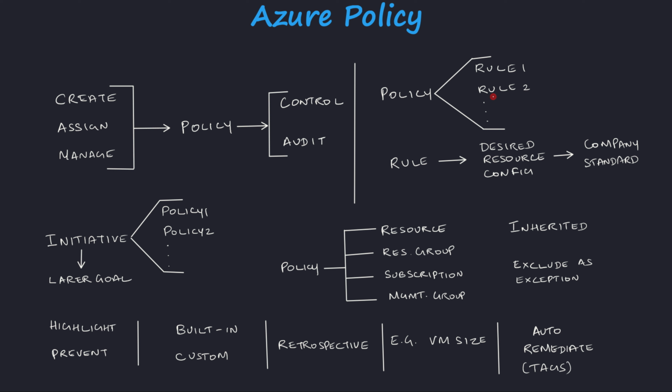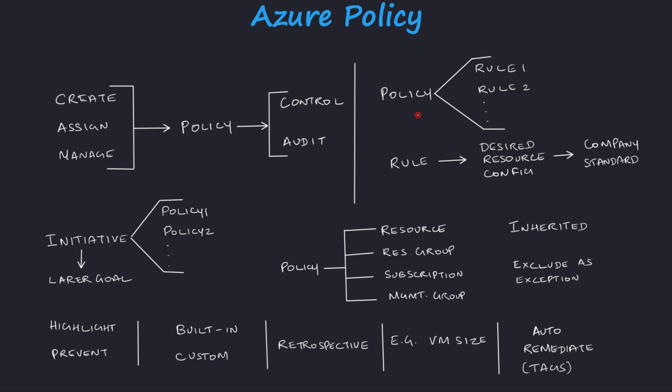Policy is nothing but a set of rules. You can create a set of rules and those rules are called a policy. A rule is nothing but a desired resource configuration. You can think of this as one implementable piece from your company standard. So you'll have a standard within your company, and those standards can be converted into rules, and those rules can be collected into something called a policy, right?